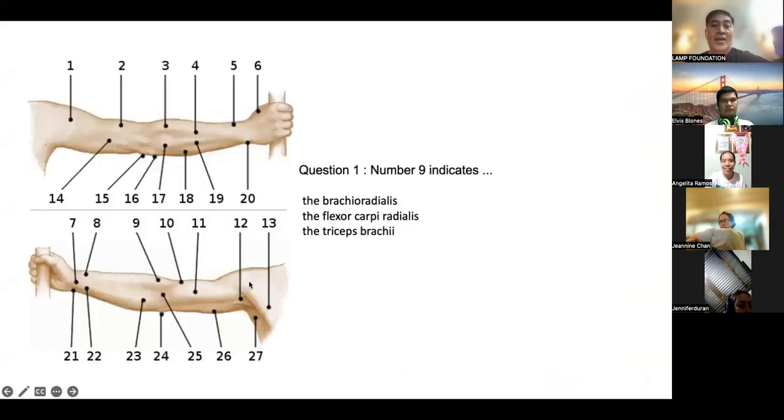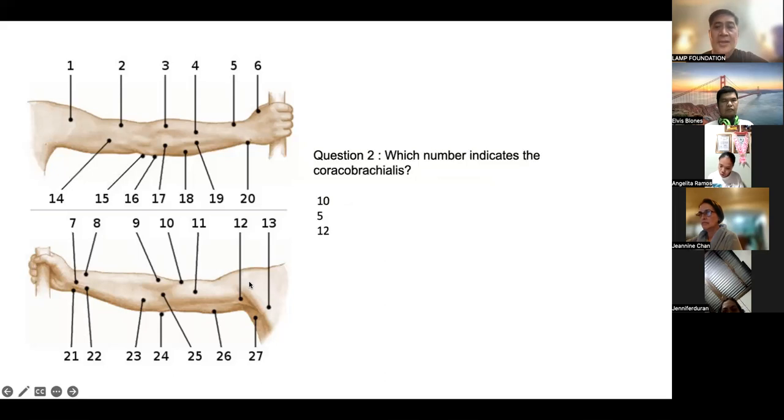Okay. Now let's call on Ma'am Lane Arandia. Let's go to the arm. Okay, now this one is getting exciting. Ma'am Lane, good evening. How are you? Ready ba tayo? Try ko po, Doc. Number 9 po, may answer. Okay, what does number 9 indicate? Brachioradialis. Okay. Number 2, which number indicates the coracobrachialis? Number 12. Wow, nag-aral to.